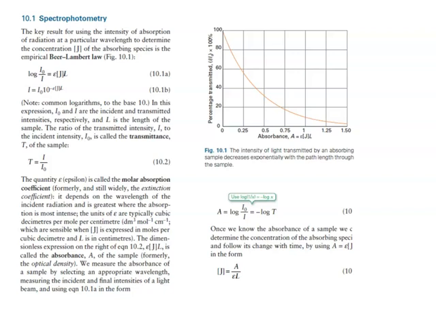The ratio of the transmitted intensity I to the incident intensity I0 is called the transmittance, or T, of the sample, where transmittance is the ratio of I over I0.